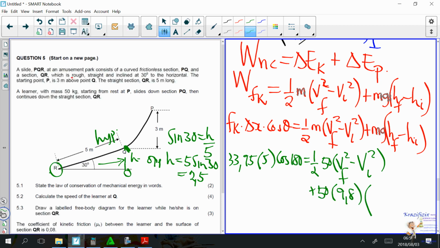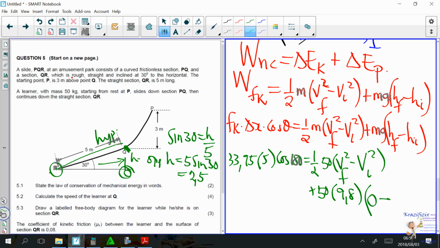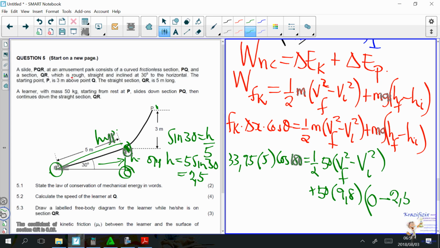59,8. Now, what's my final height? Object is moving down. 0. Initial height, object is starting from 2,5. Guys, not P. We are out of this section. We are on Q now. 2,5. Okay, now let's do the maths quickly.